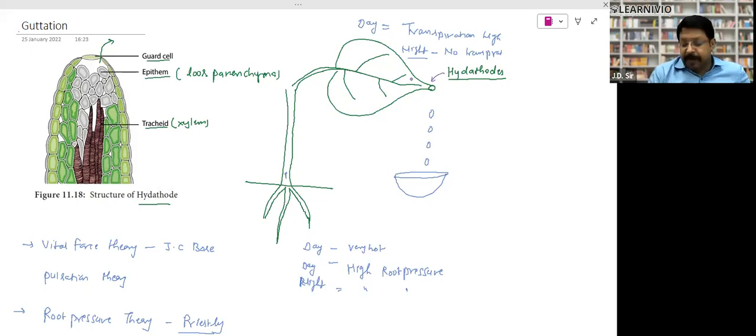This process takes place in those places where days are very hot and nights are colder. For example, the African continent. Is that clear now? Yes, sir.